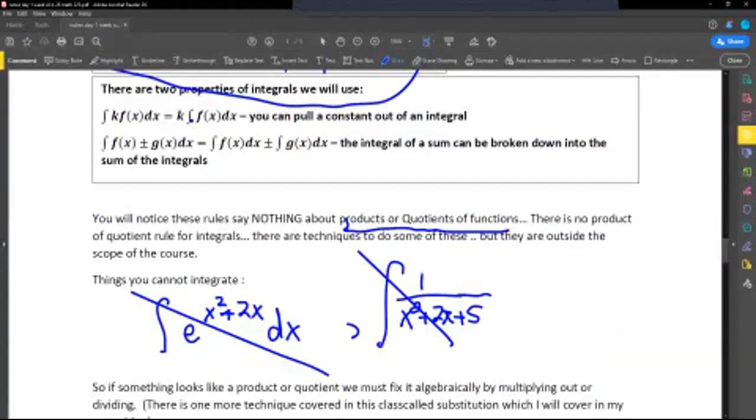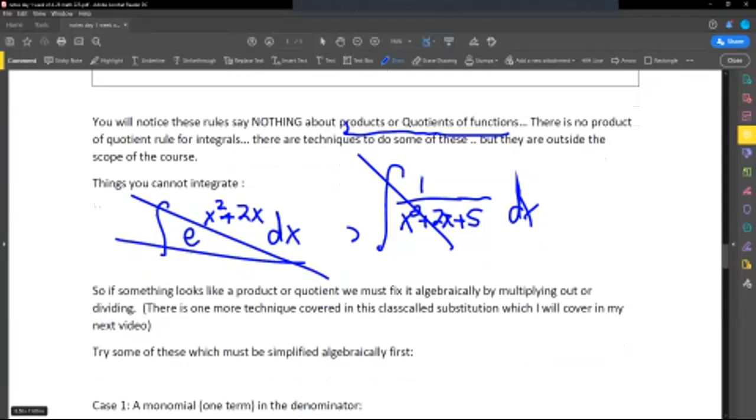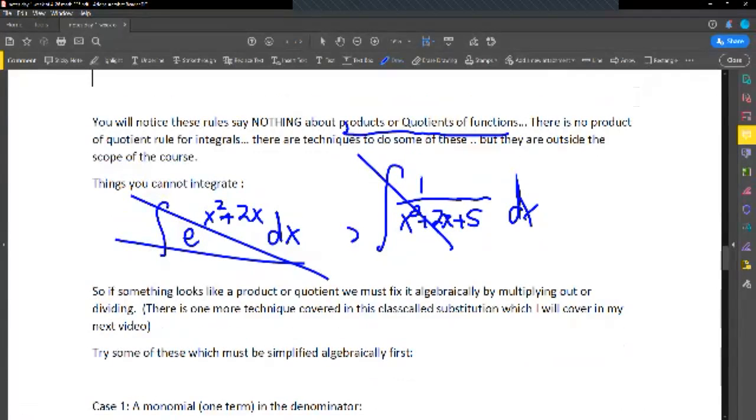So things like this, they may not be integrable. In fact, this first one is not integrable ever. So there are some integrals that just can't be done, but there's no product rule, there's no quotient rule. So we're kind of stuck there, but our limitations, we're going to be pretty limited in this.